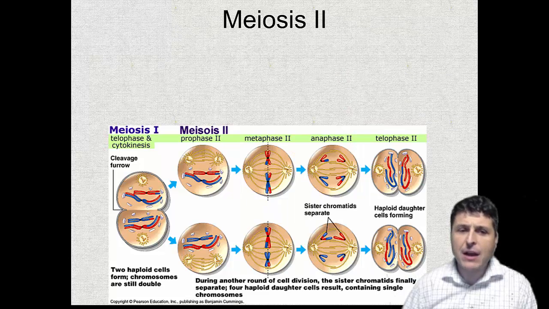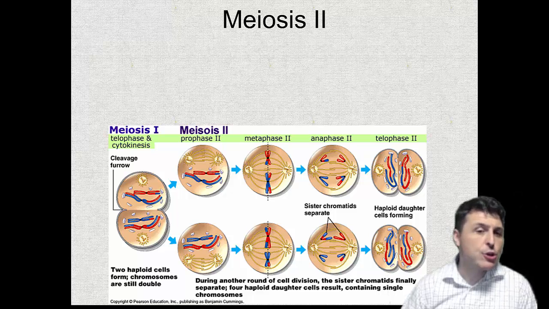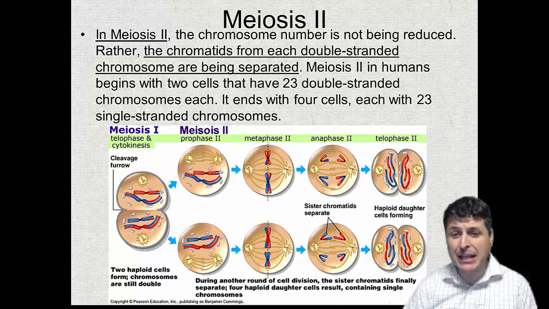Now, the reason why we don't stop here is because even though the cells are haploid, they're still doubled up. They still exist as sisters. So the whole process of meiosis 2 is all about splitting the double-stranded sisters. In meiosis 2, we're not actually reducing the chromosome number, we're just separating the double-stranded sisters.